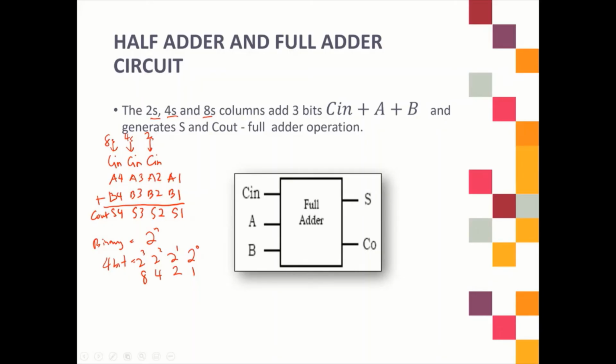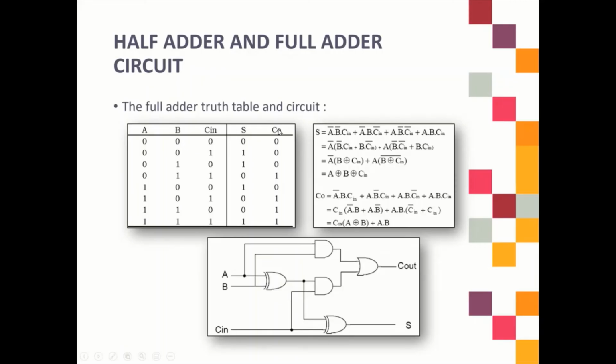So how can we construct the full adder circuit? We need to have 3 steps: the truth table, the equation and simplified equation, and the logic circuit. For this truth table, we have 3 variables, so you have 8 combinations of binary 0 and 1.